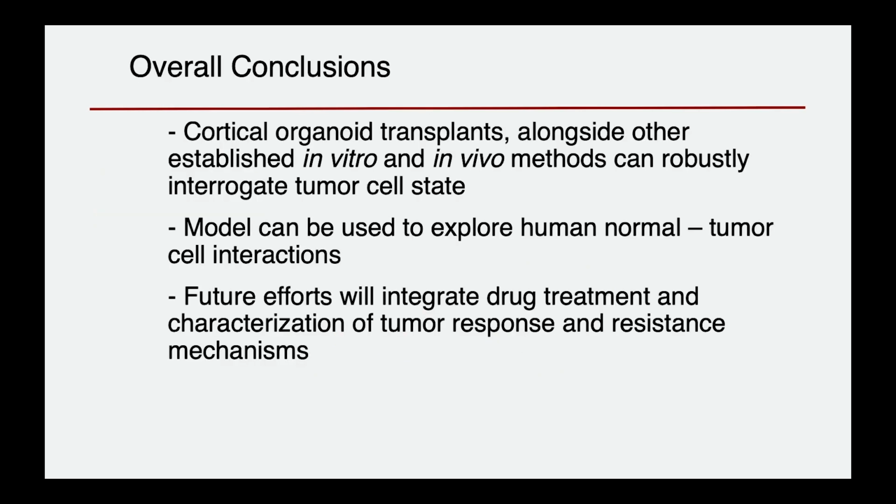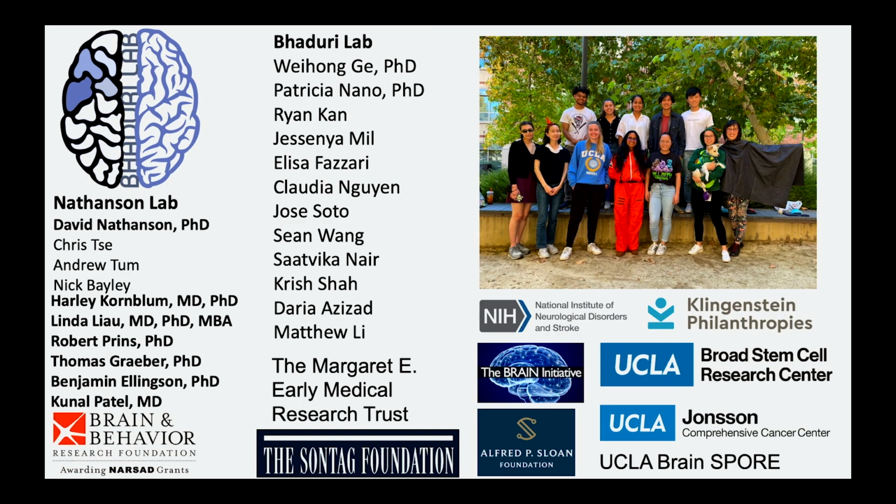And so to finish the GBM part of the talk, we're excited about these tools that we have using this cortical organoid transplant system, and that we can use the system to robustly interrogate tumor cell state. And then we can also start to interrogate these human normal tumor interactions, and we hope to use this system to integrate drug treatment and understand response and resistance mechanisms as well. I'll stop here. I'm excited to take questions.